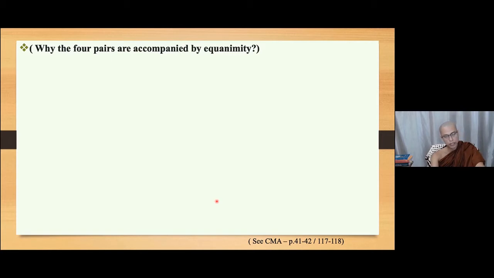In the Pancavinnana, the two sets of 5-fold consciousness, the former 4 pairs are accompanied by equanimity. If you understand the rootless consciousness, the classification of rootless consciousness by way of feeling, you will understand. These 4 pairs are accompanied by equanimity. So in this lesson, we will focus on why.